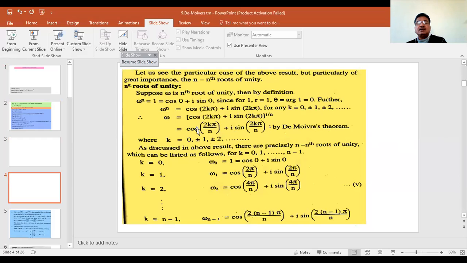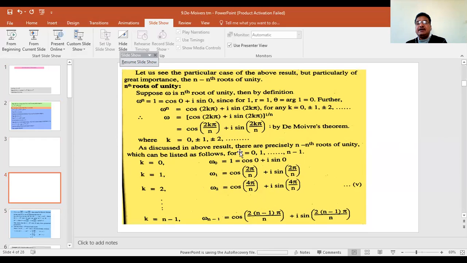These are the nth roots of unity. So what are the values of 4 raised to 1/2? What are the square roots of 4? There are two values, plus or minus 2. Like that, if the power is 1/3, then we have 3 values. If the power is 1/n, we have n values. These are the n values.